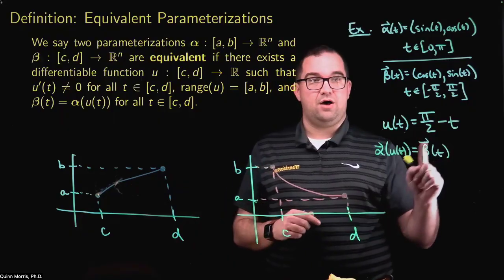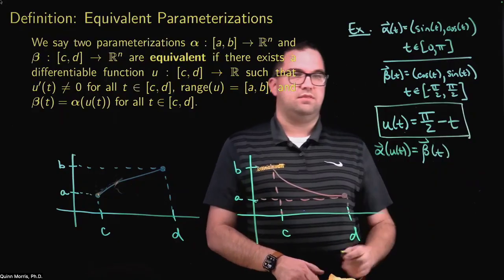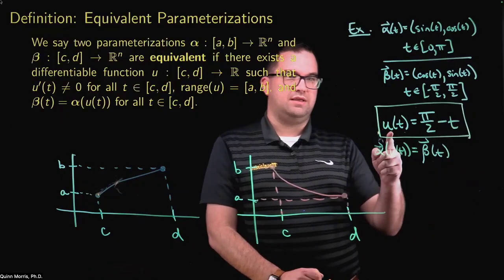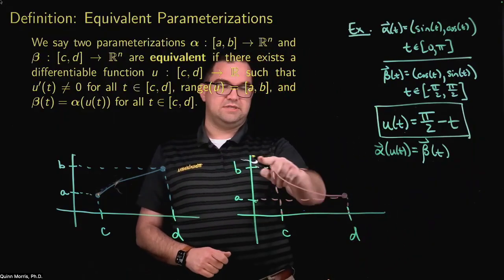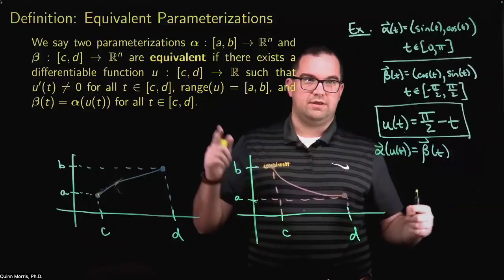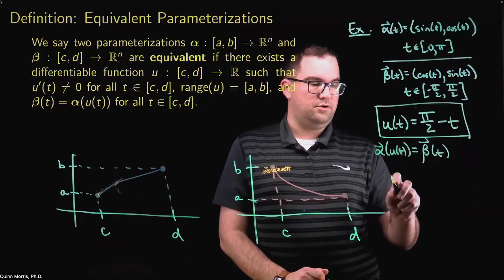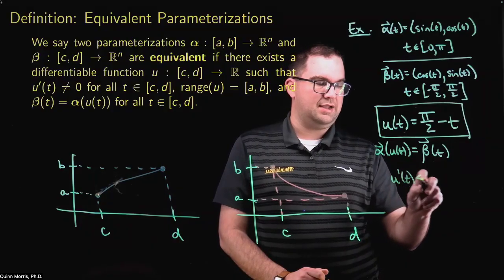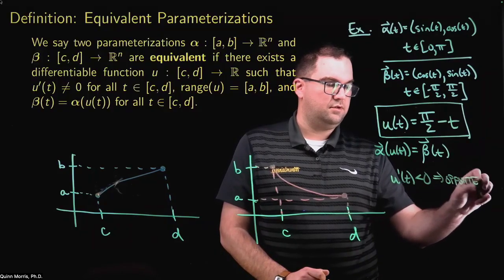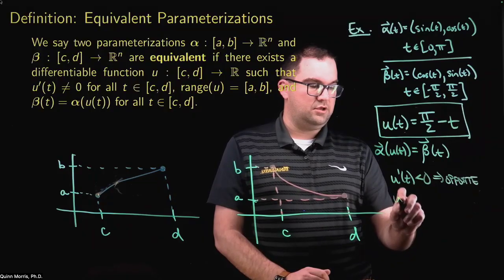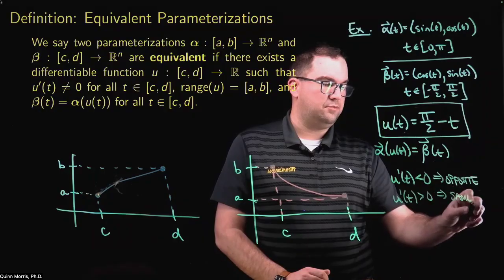Notice one way you can tell that these are moving in opposite directions is by analyzing this function, and in particular, noting that this function is decreasing, right? So it's moving from opposite ends of the curve to opposite ends of the curve. So in general here, since u prime of t is negative, that implies that these are moving in the opposite direction. Whereas if u prime of t was positive, that would imply that they're moving in the same direction.